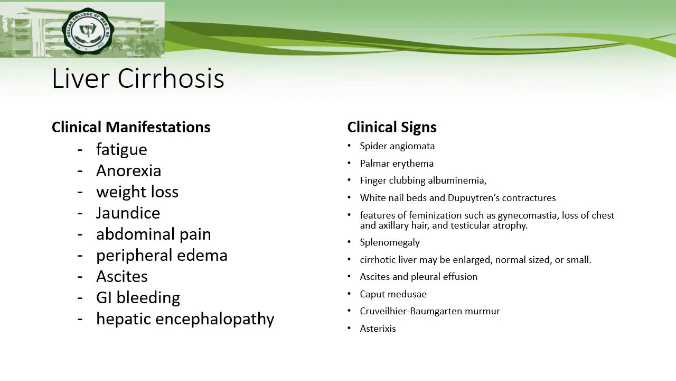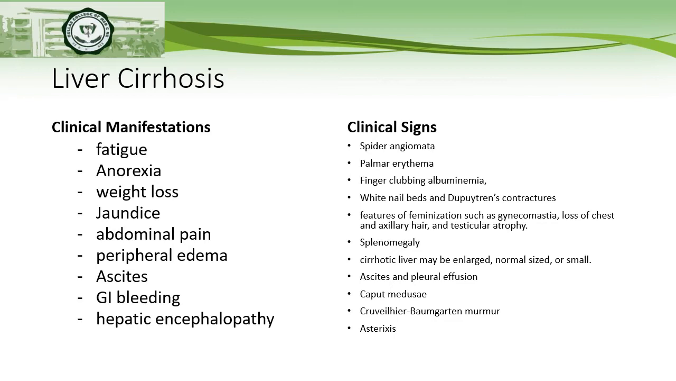The clinical history associated with cirrhosis can include fatigue, anorexia, weight loss, jaundice, abdominal pain, peripheral edema, ascites, GI bleeding, and hepatic encephalopathy. On physical exam, a number of findings have been described in patients with cirrhosis, such as spider angiomata and palmar erythema, which are all believed to be caused by alterations of sex hormone metabolism. Finger clubbing may be a consequence of hypoalbuminemia, while the pathogenesis of white nail beds and Dupuytren contractures are less well understood.